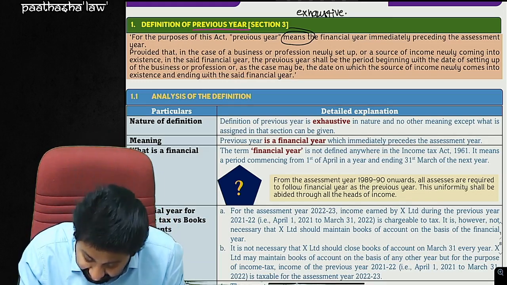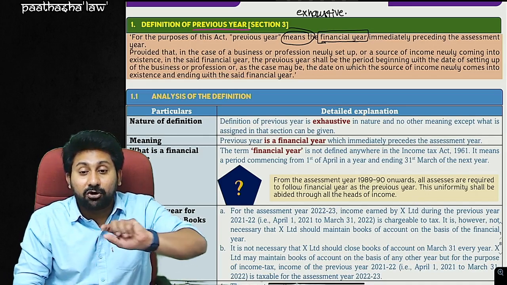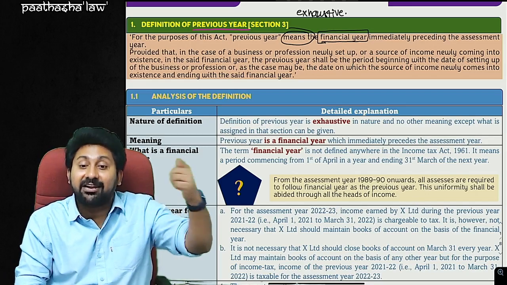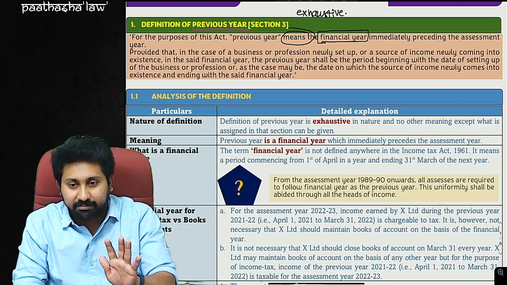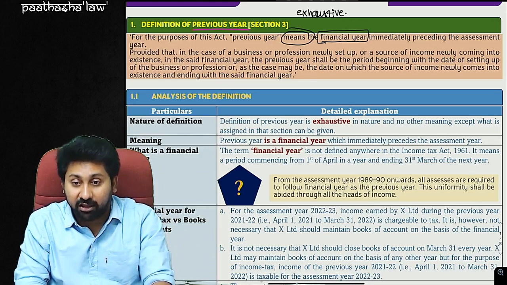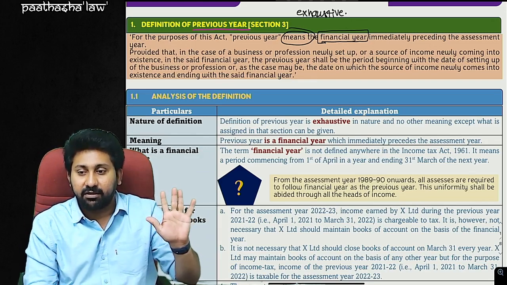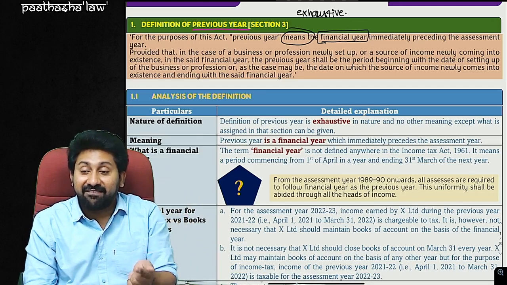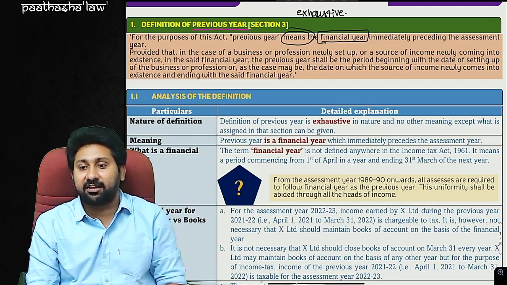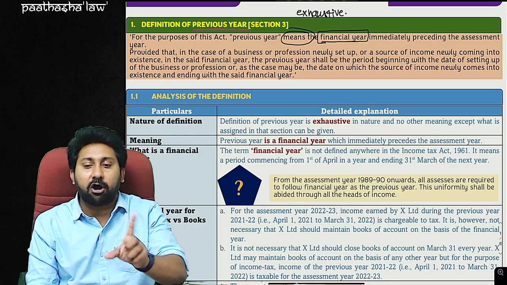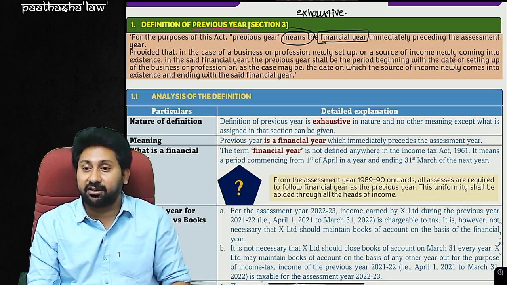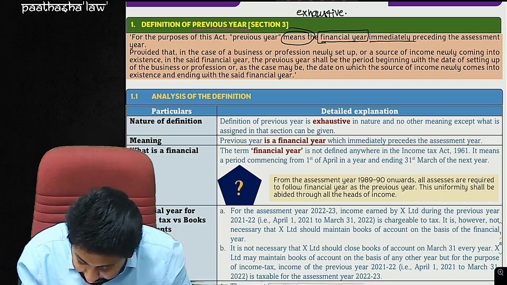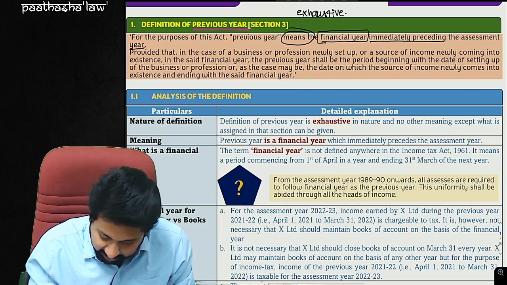Means the financial year, very important. There is no concept of opting for a different year. Assessment of income under income tax always happens only for the financial year. I repeat once again, previous year means the financial year, which means you don't have a choice of opting for an alternative year. Previous year means a financial year immediately preceding the assessment year.